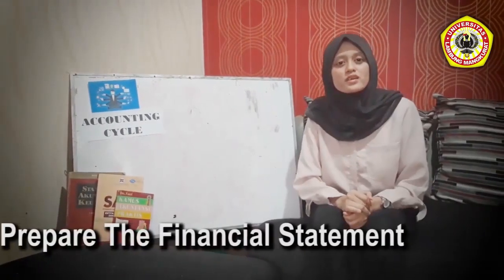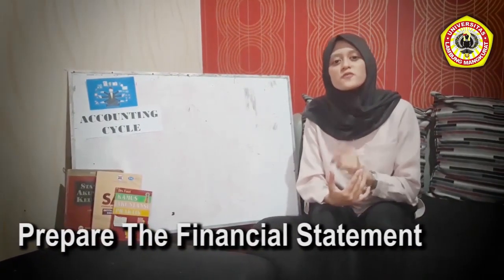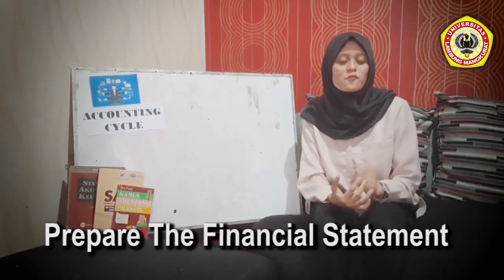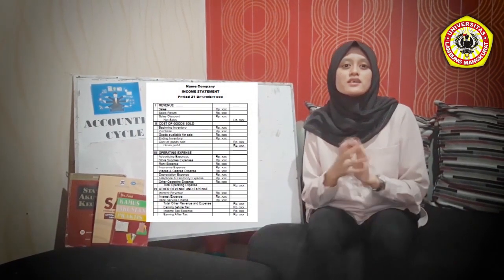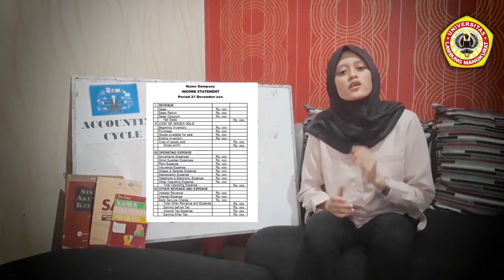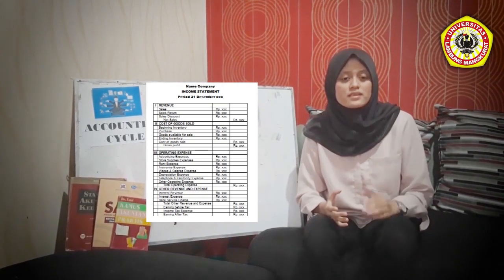7. Prepare the financial statements. The information used in the financial statements comes from the trial balance. The financial statements consist of 1. Income statement. On my right, you can see an example of an income statement. It is one of the financial statements of a company generated during an accounting period that describes the elements of the company's income and expense so as to produce a net profit or loss.